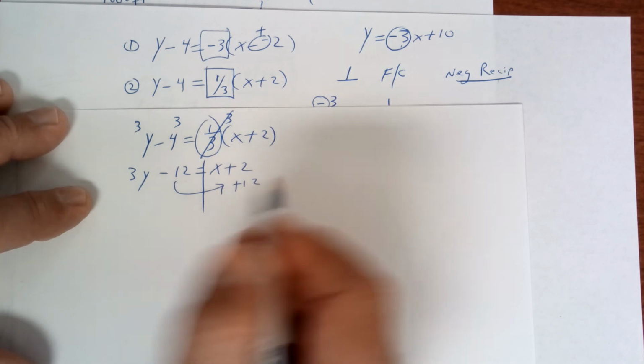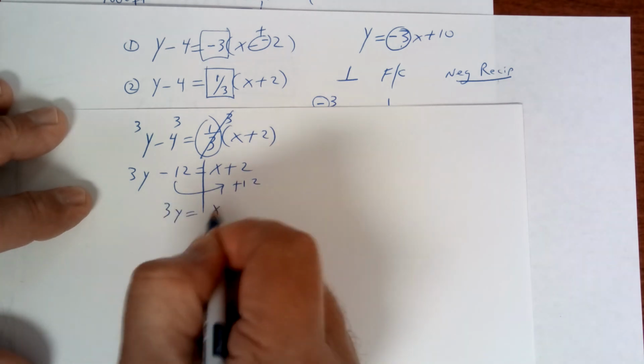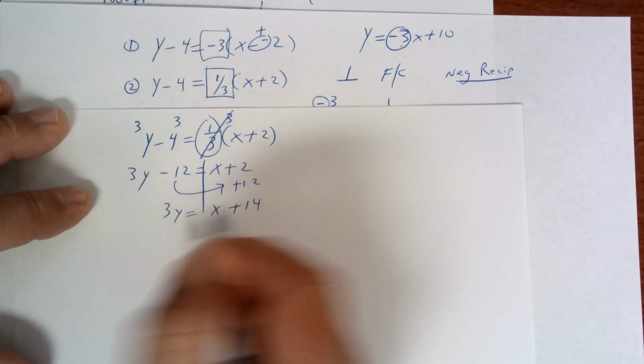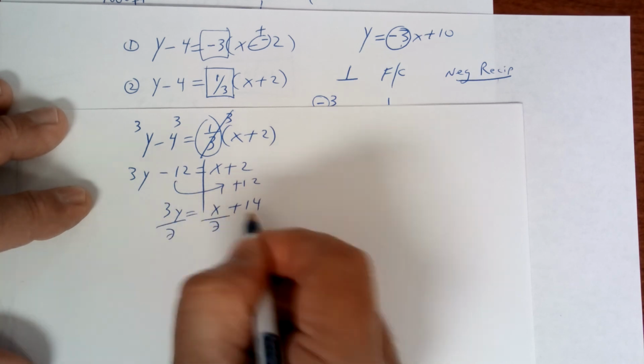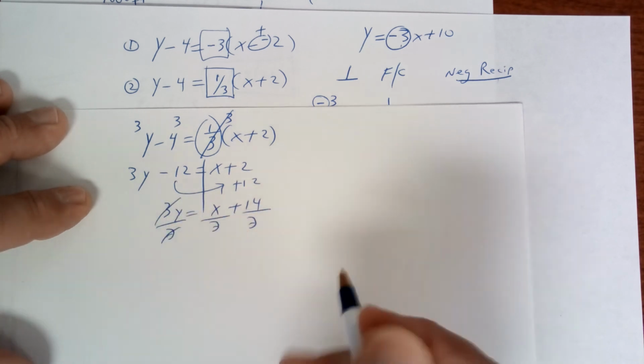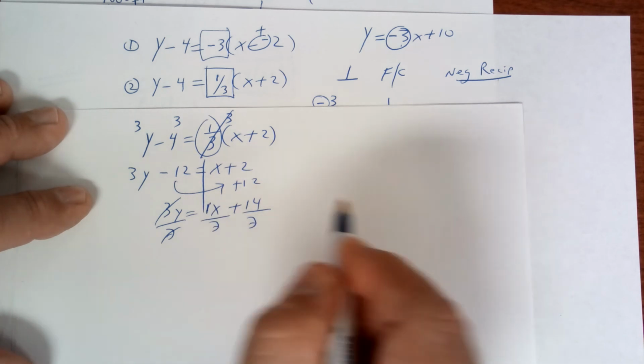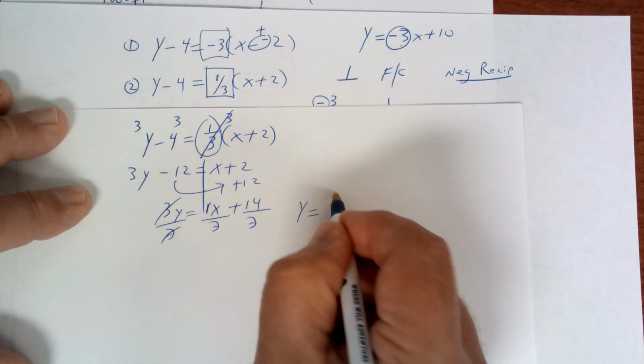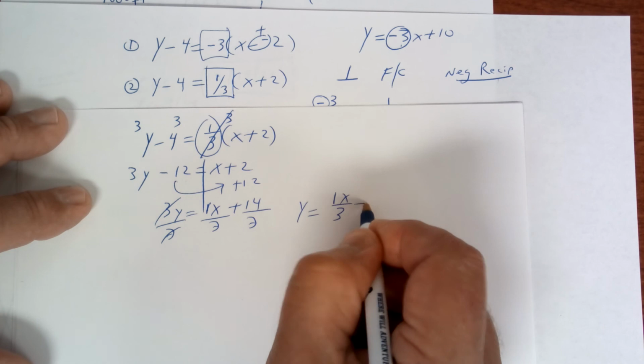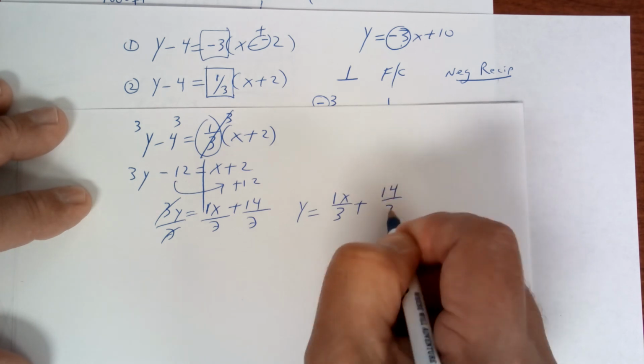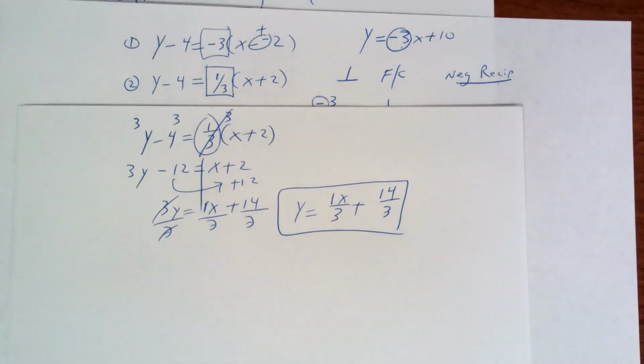So you're going to get 3y is equal to x plus 14. Then you're going to divide by 3, and whatever you get is your answer. Okay? So y equals 1x over 3 plus whatever 14 over 3 is. That is called slope-intercept form.